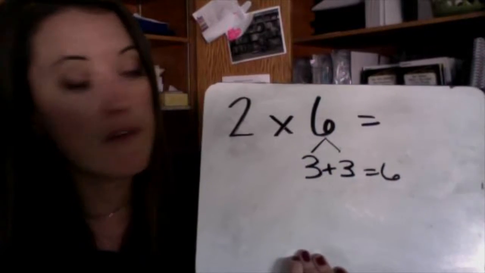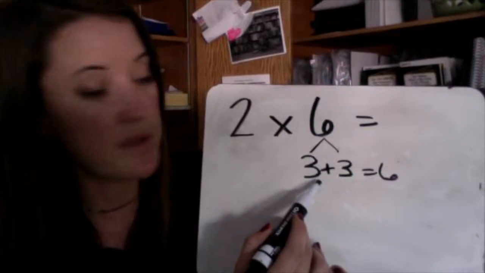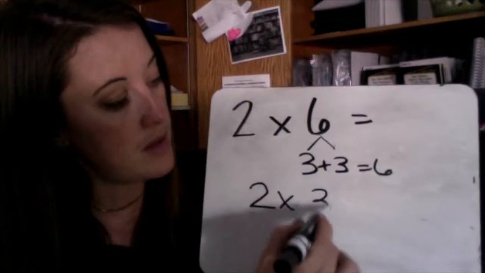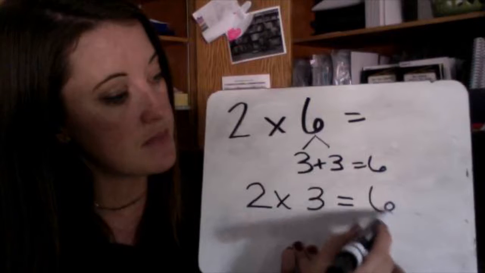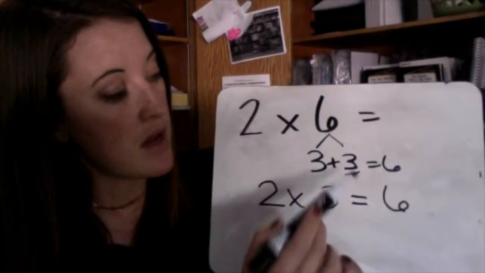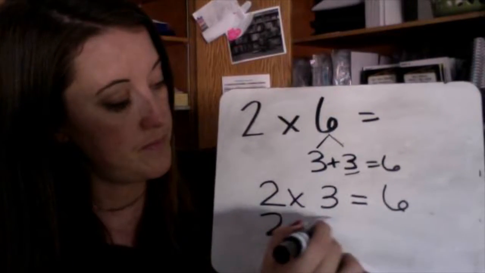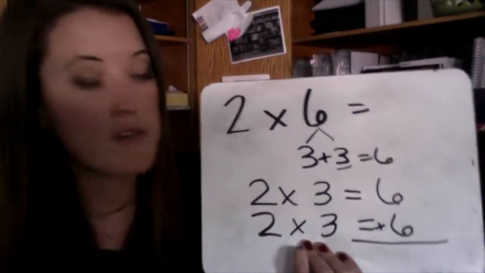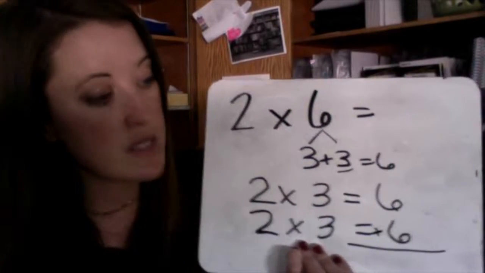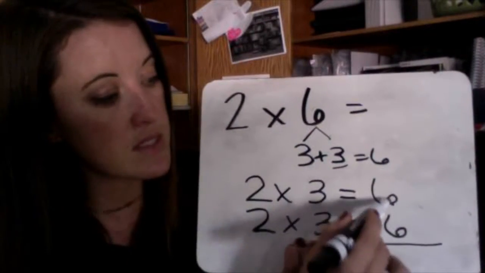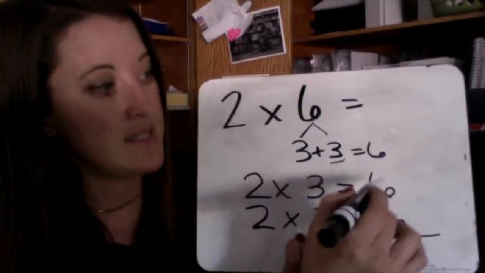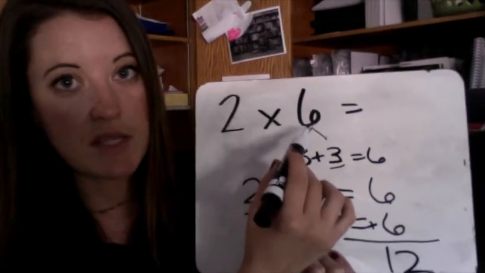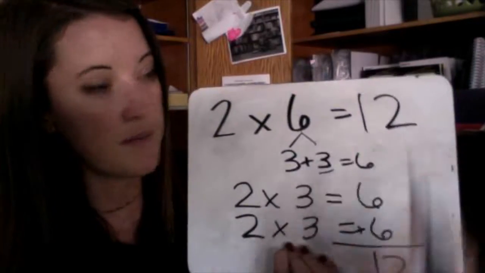So now I can multiply this factor with this addend. 2 times 3 equals 6. 2 times my other addend equals 6. And we know once we have distributed that number, we are going to add those 2 sums together. What is 6 plus 6? 6 plus 6 equals 12. Therefore, 2 times 6 equals 12.